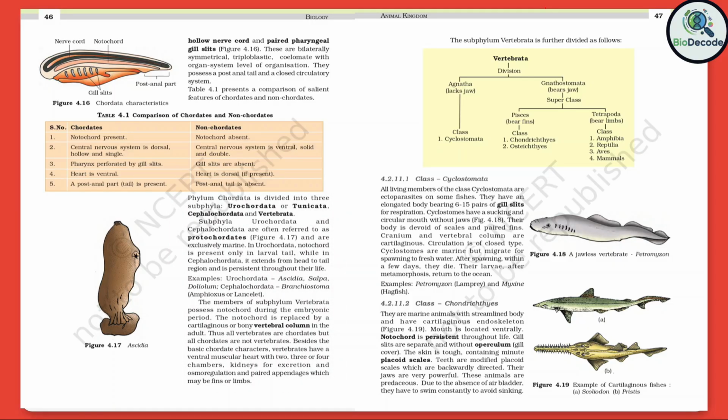Figure 4.17. Ciona. The figure shows a Ciona sea squirt, a urochordate belonging to subphylum Tunicata. The adult form is sessile and sac-like, encased in a tunic made of tunicin, a cellulose-like substance. It has 2 siphons, incurrent and excurrent, for water flow through the body.